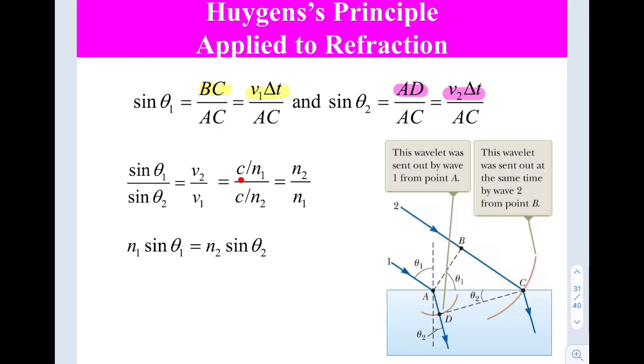And we know that V is equivalent to C over N, so V2 is C over N2, and V1 is C over N1. From here, we have a cancellation of C, and we are left with N2 over N1. From here, we may rearrange the equation, and we have N1 sine theta 1 is equivalent to N2 sine theta 2. This is Snell's law proved by using Huygens principle.